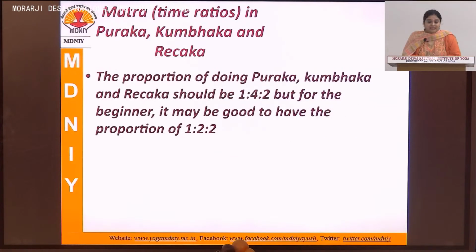Now, what should be the matra? The ideal ratio is basically 1:4:2. Now what is here about 1:4:2? 1 is for puraka, inhalation, 4 is for kumbhaka, retention of breath, and 2 is for rechaka, exhalation. But for the beginners, it can be 1:2:2, or you can even start with 1:1:1.